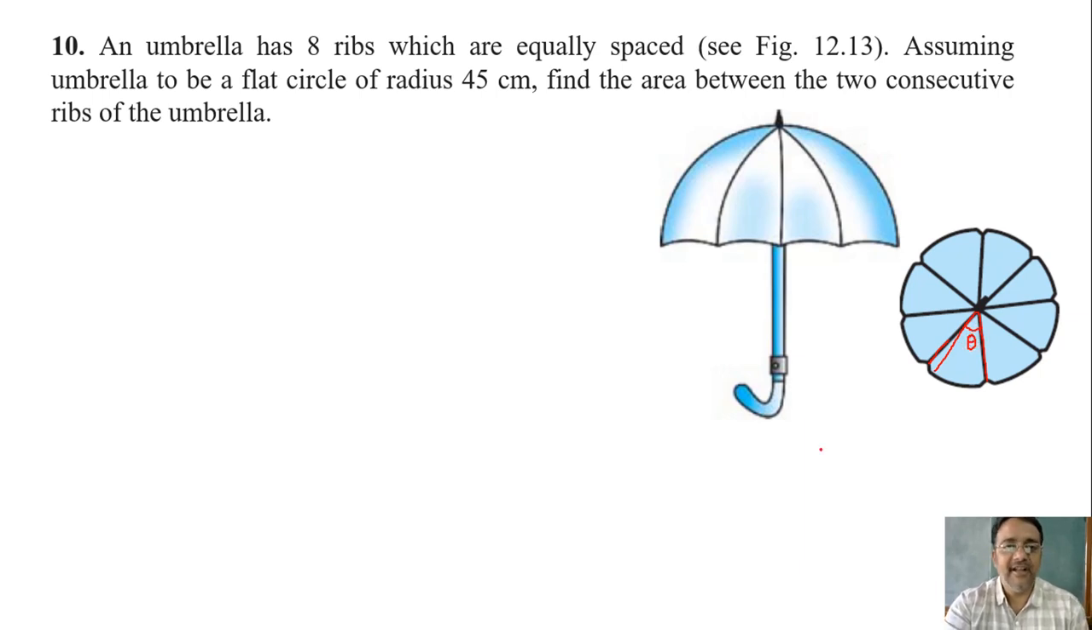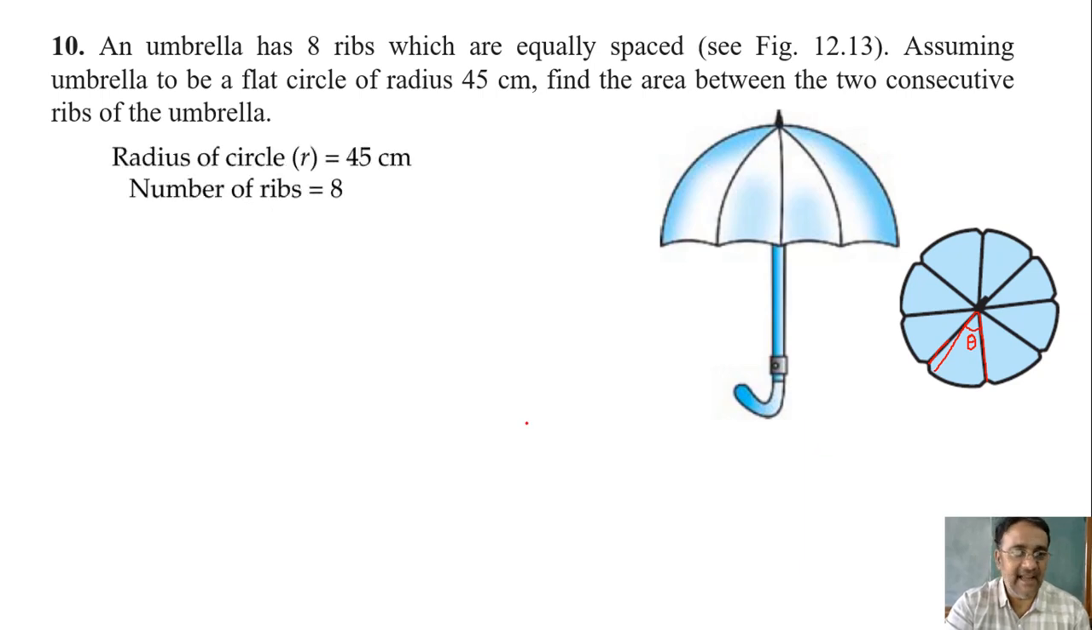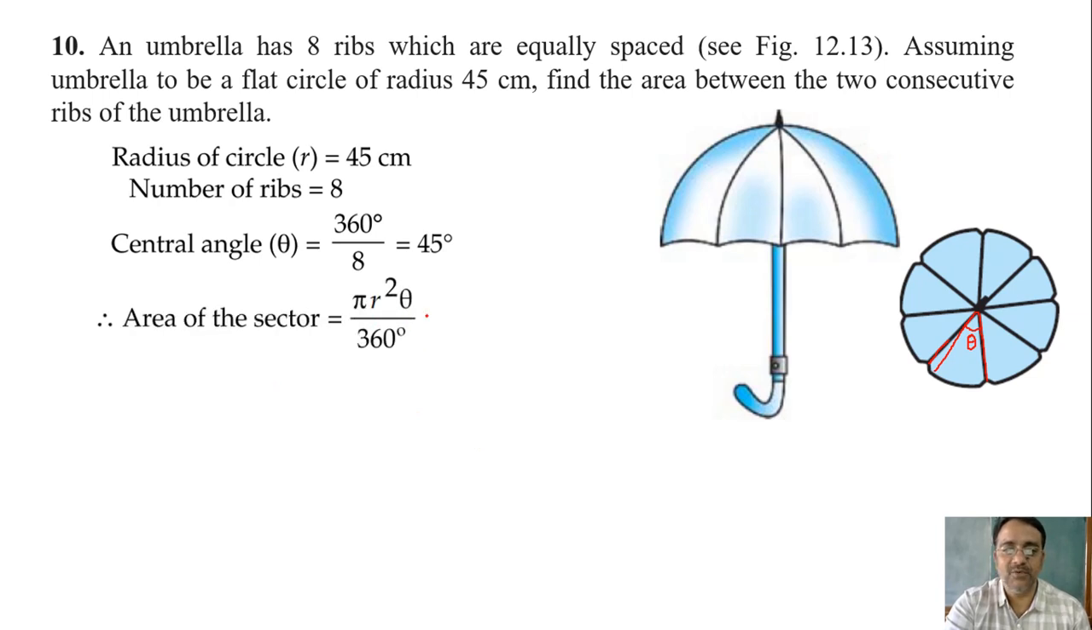Okay, so the radius is given 45 centimeter and the number of ribs is given 8. So central angle कितना होगा? 360 divided by 8, that is 45 degree. Okay, so area of sector will be equals to pi r square theta upon 360 degree. The value of pi is not given, so we'll take 22 by 7 and the radius is 45.